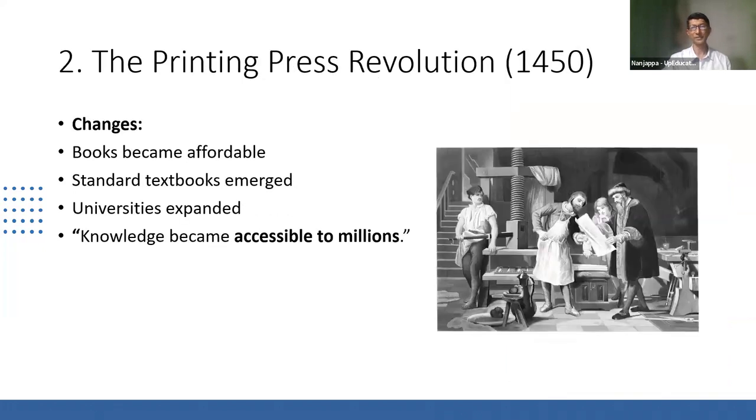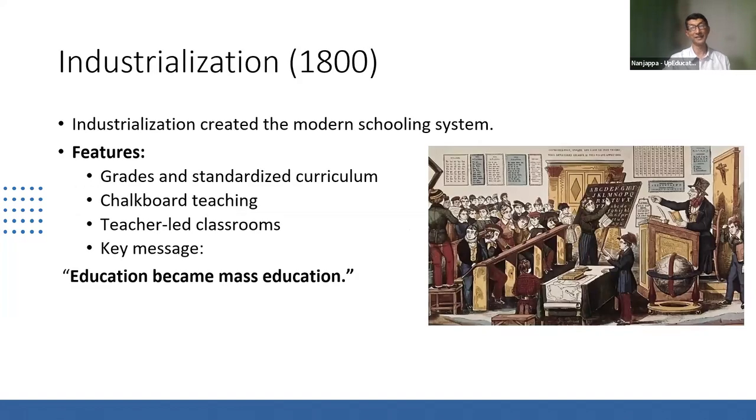This changed with the printing press revolution. So once the printing press came in, books became affordable, standard textbooks emerged, universities started, and knowledge became accessible. Then industrialization happened, where grades and standardized curriculum came in, chalkboard teaching came in, teacher-led classrooms, and education became mass.